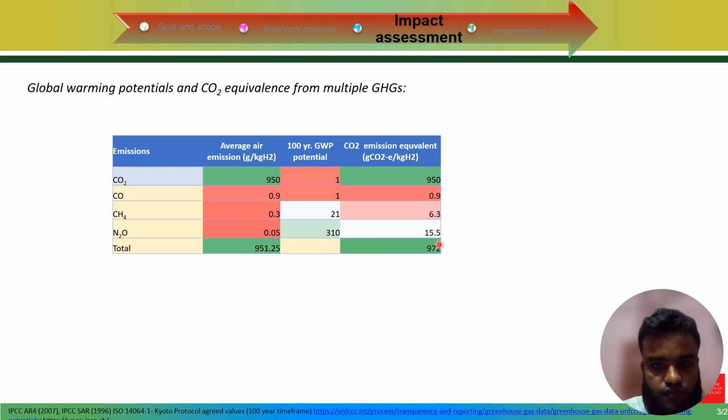Altogether, it's 972. So now we can say that for the production of 1 kilogram of hydrogen, we are emitting 972 gram of CO2 equivalent per kilogram of hydrogen production.